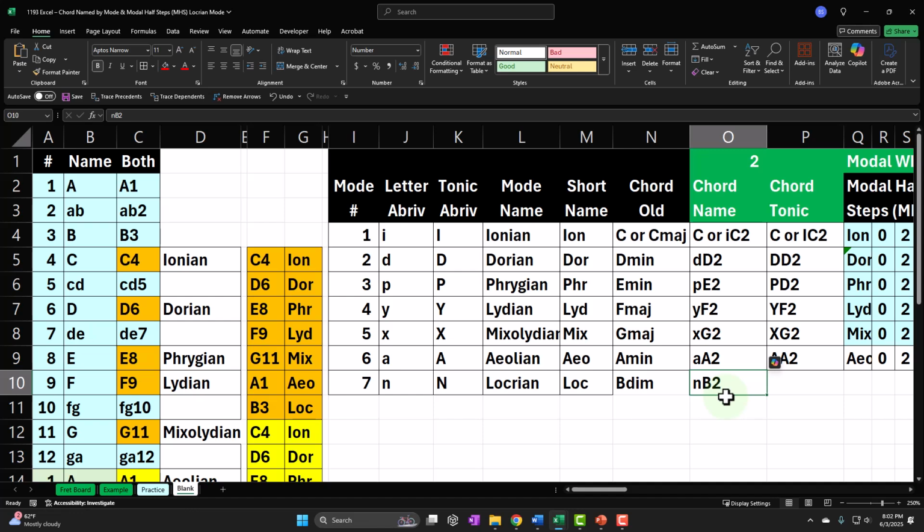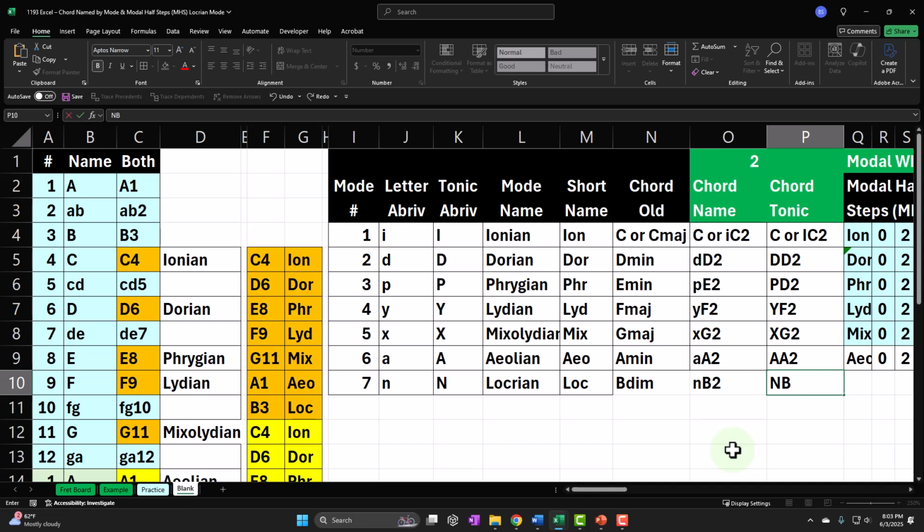Why put a 2 there? Because the 2 represents 2 modal whole steps. It's a measurement term from the node that we're on, node Locrian, which happens to be a B in this context. So that means it's a 3-note chord. If that was the root, which it usually would not be if it's in Locrian, but if we wrote a crazy Locrian song, it would be an NB2.